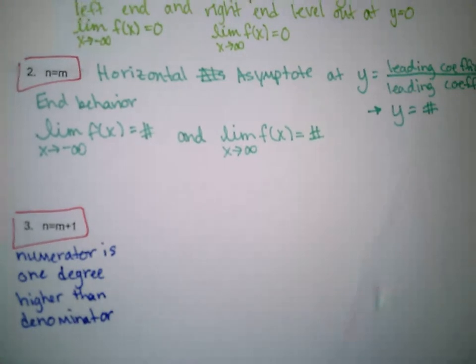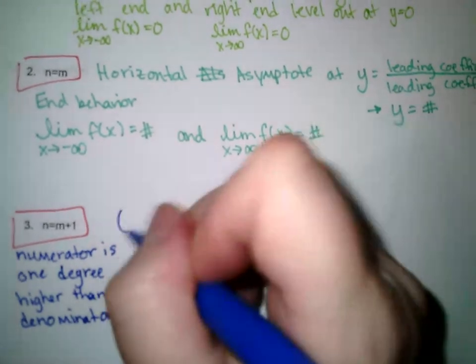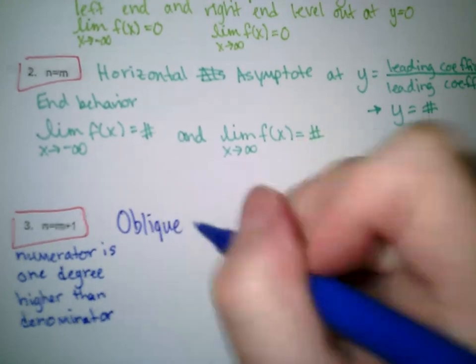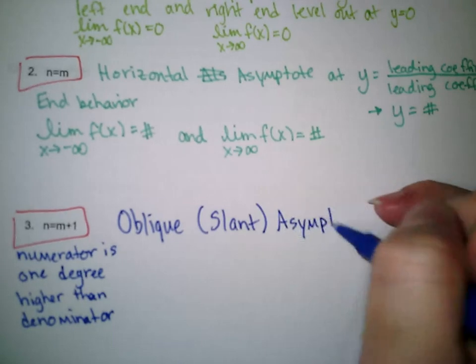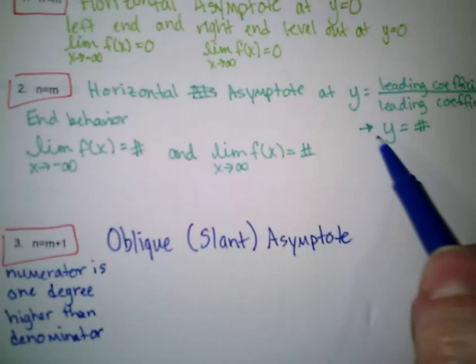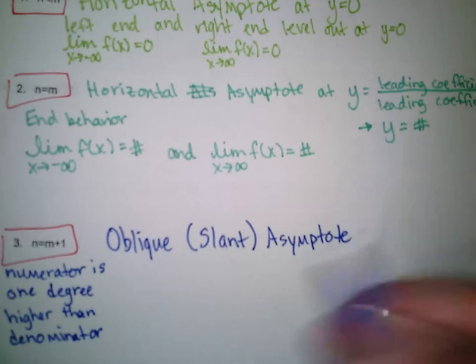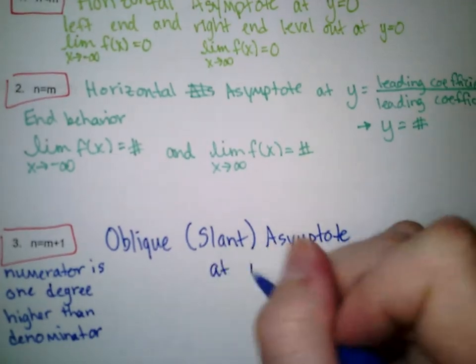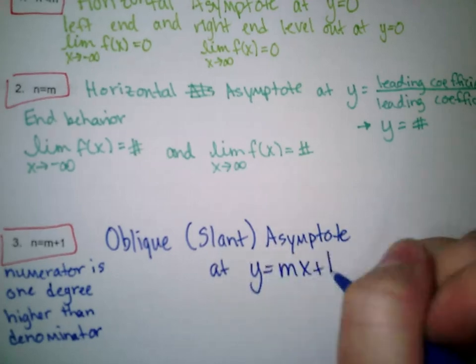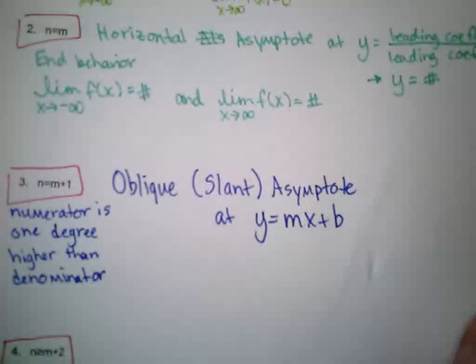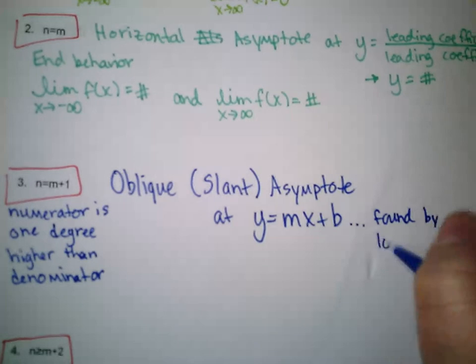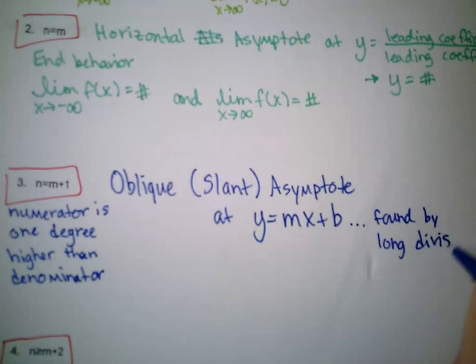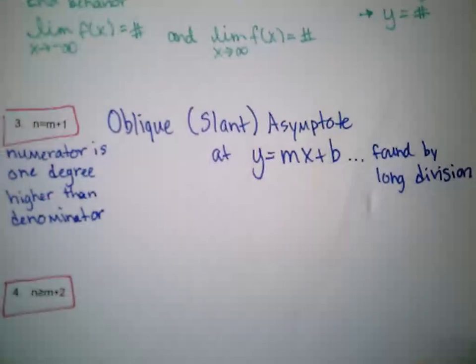And this kind is not going to give us a horizontal asymptote. It's going to give us an oblique or slant asymptote. So instead of being the equation of a horizontal line, this is going to be the equation of a line that has a slope and a y-intercept. So y equals mx plus b. And the way that we find this is by long division. So we're going to have to do some long division in these problems.